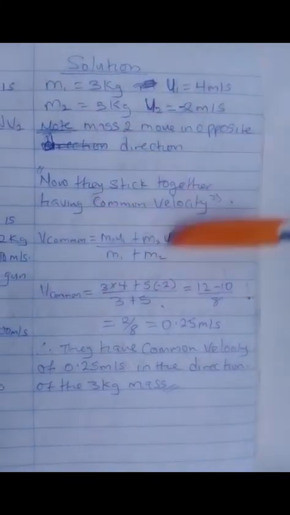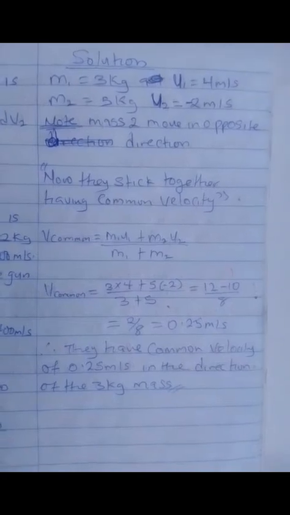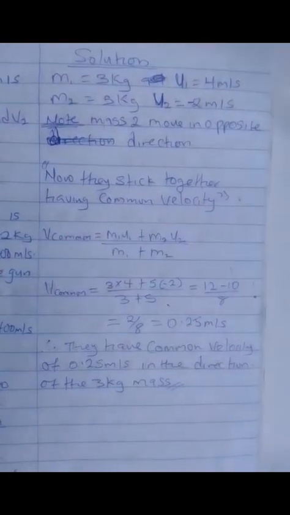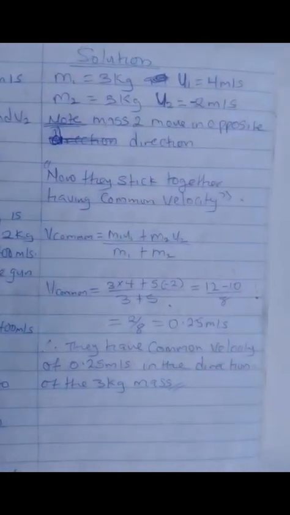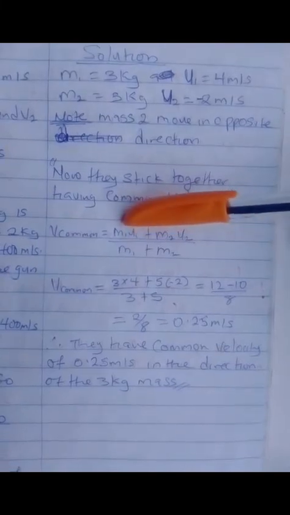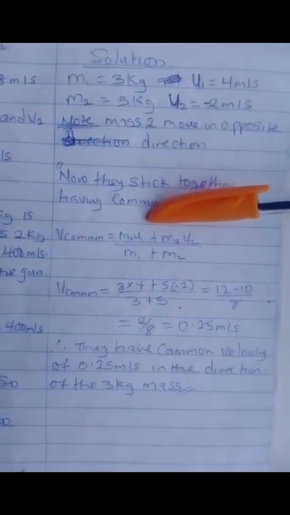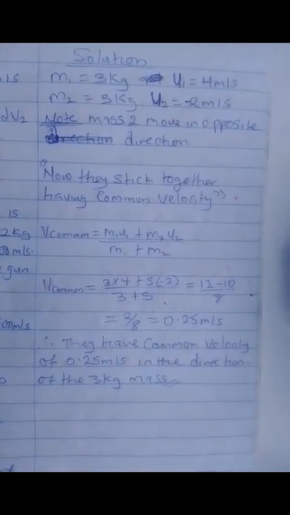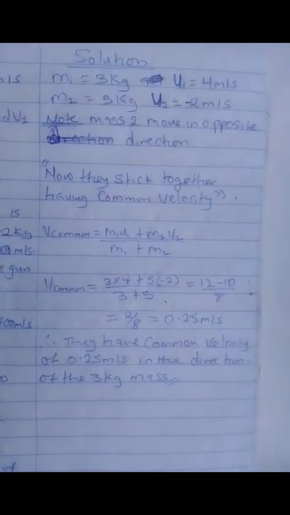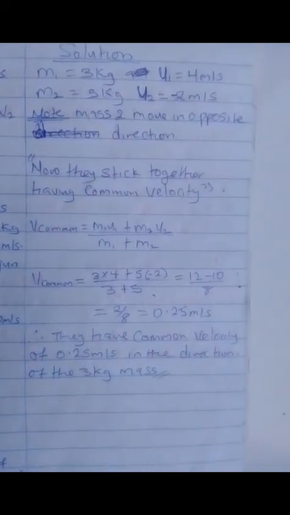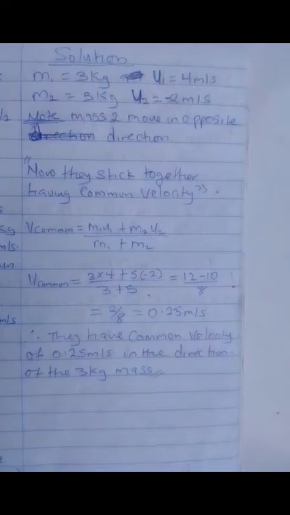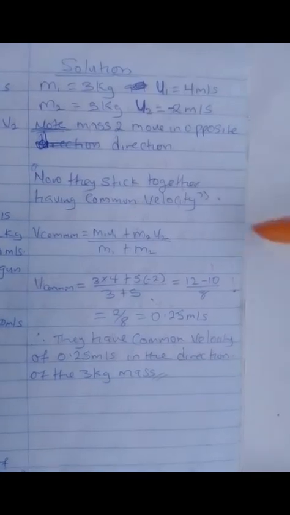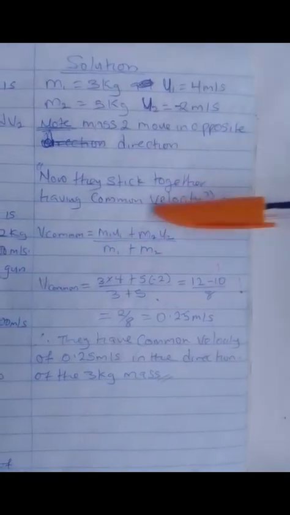So this is also a derived formula from m1 u1 plus m2 u2. Here is how we derive the formula. Because we have a common v now, m1 u1 plus m2 u2 is equal to the bracket m1 plus m2 close bracket times v. That's the formula we are using here. So we just make v the subject of the formula, and we have v equals m1 u1 plus m2 u2 over m1 plus m2.